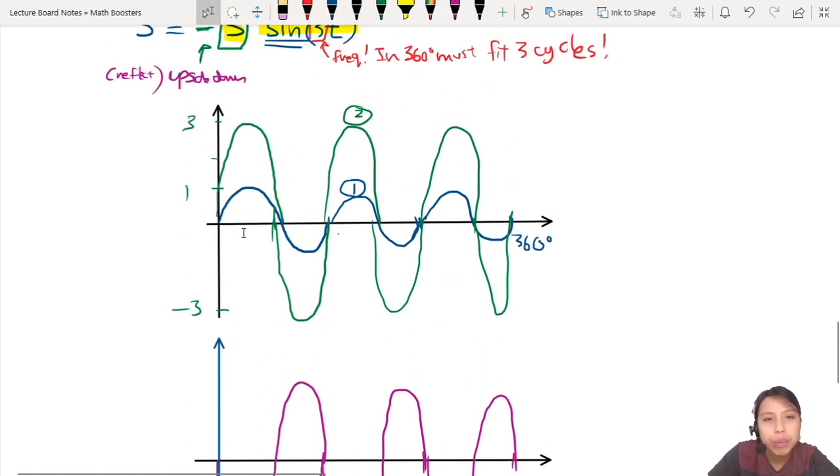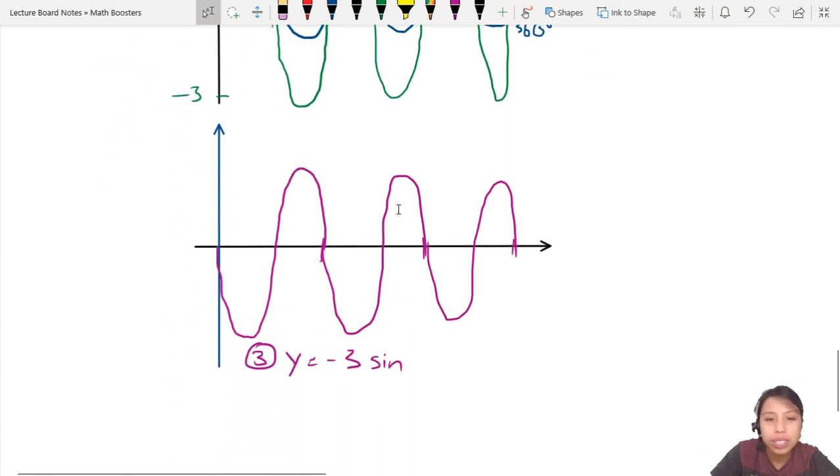What was the amplitude? Oh, 3 sine 3t. Okay, 3 sine 3t. Don't forget, this is a graph of s, not y. s equals 3 sine 3t. So on the y-axis, this will be s, and on the x-axis, this will be time t in seconds.